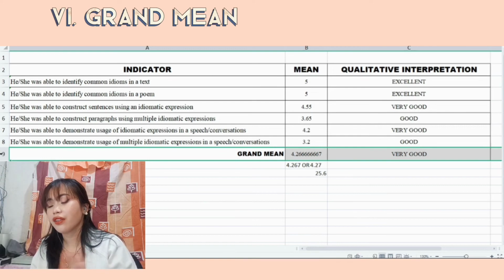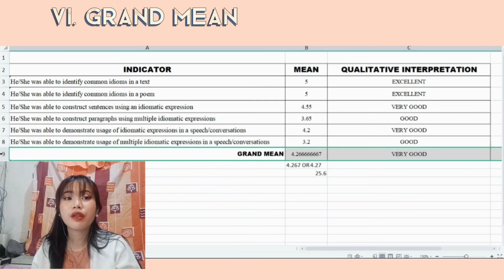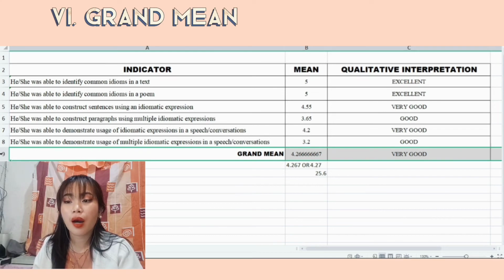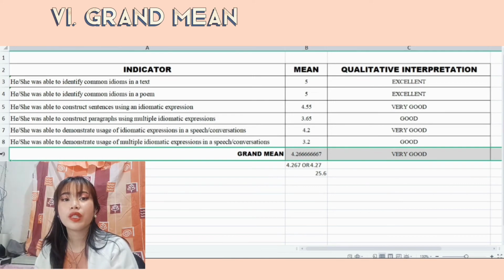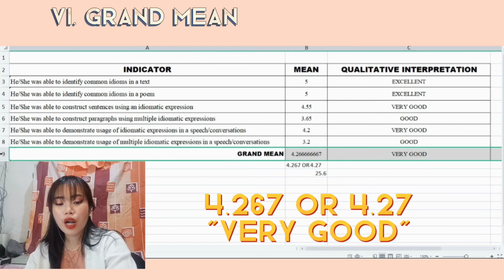So if there are 7 random numbers, you add all of the random numbers and then divide them all by 7. In this case, you add all of the total ratings and then divide by the number of total ratings that we have, which is 6. So 25.6 as the sum of all the total ratings, divided by 6, gives a grand mean of 4.2666667, which can also be 4.267 or 4.27. I mean 4.27.